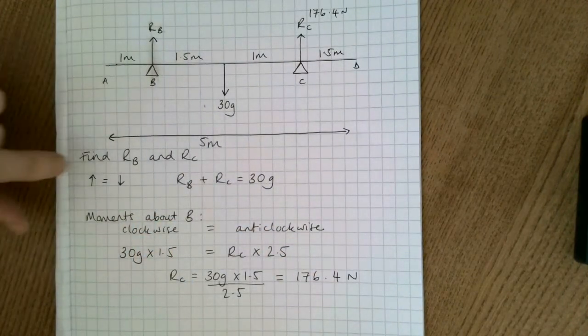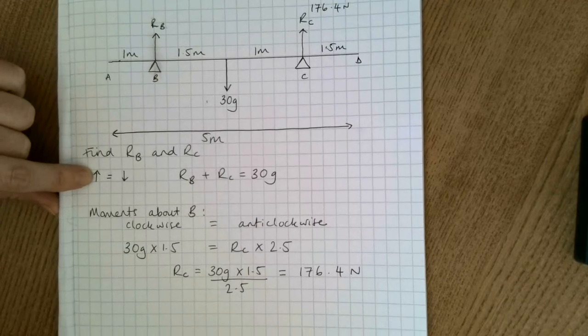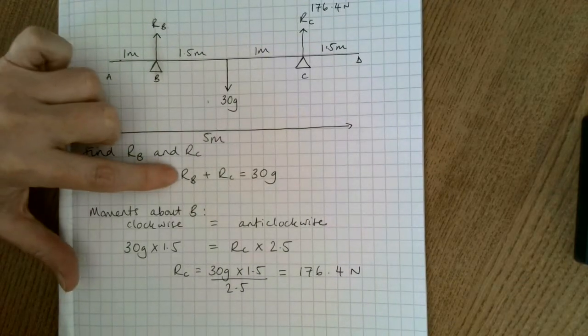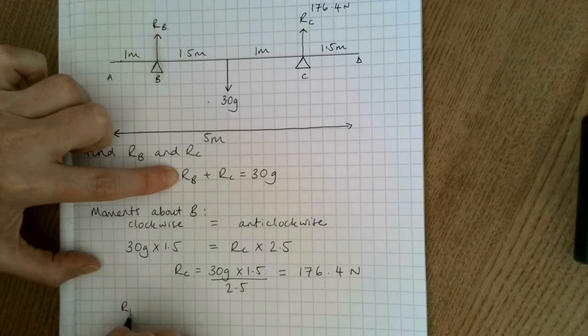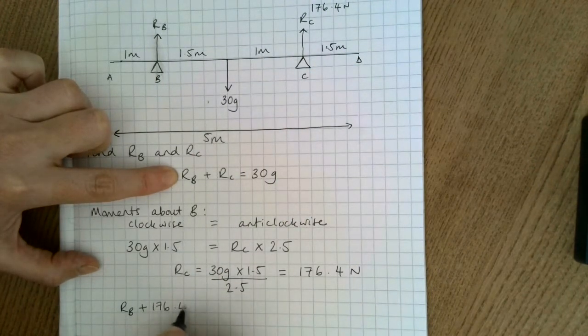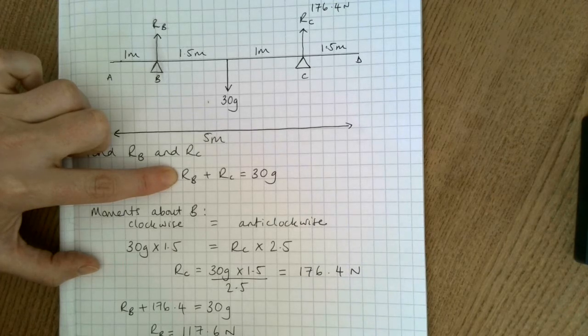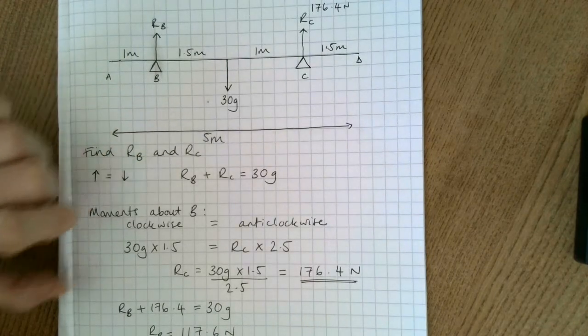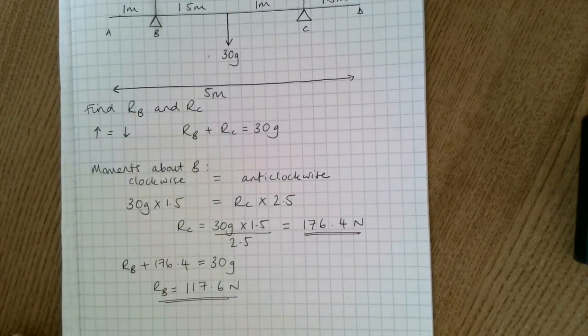We've got two different ways that we could find RB. The easiest way is probably to use this thing that we've already written down. So if we go back to that, RB plus RC, which is 176.4, is equal to 30G. So if I rearrange that, RB is equal to 117.6 newtons. So that's probably the easiest way.